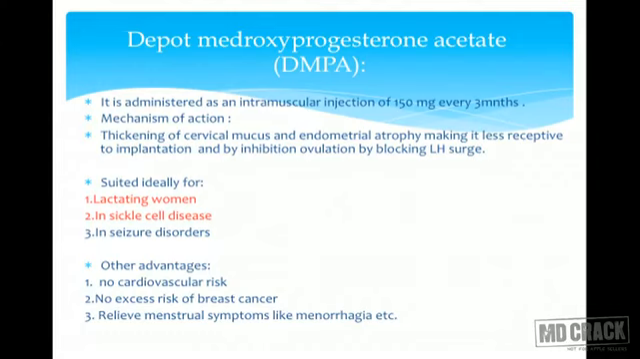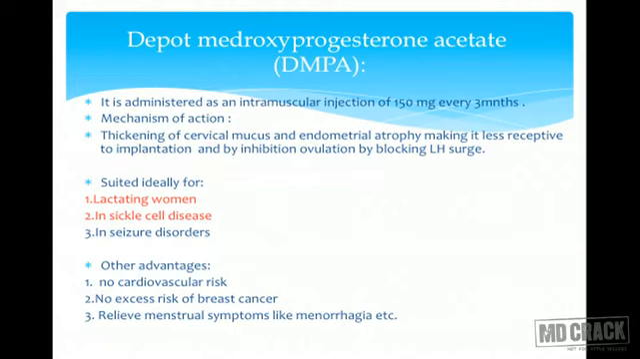Mechanism of action: it is a progesterone contraceptive, so naturally it acts on the cervical mucus. It thickens the mucus and causes secretory changes in the endometrium, because progesterone is persistently present in the body, and that will lead to atrophy. Because of this atrophy, the endometrium or the decidua is not receptive for implantation, and it can also inhibit ovulation by inhibiting the LH surge because of the presence of progesterone all the time. Again, it is ideally suitable for lactating women, in cases of sickle cell disease, or patients with epilepsy.